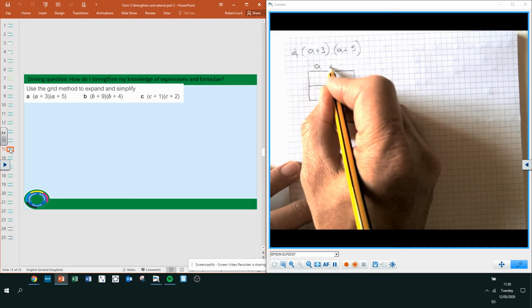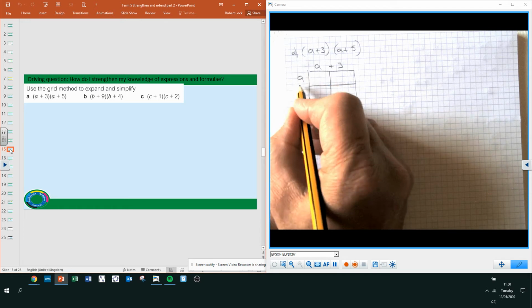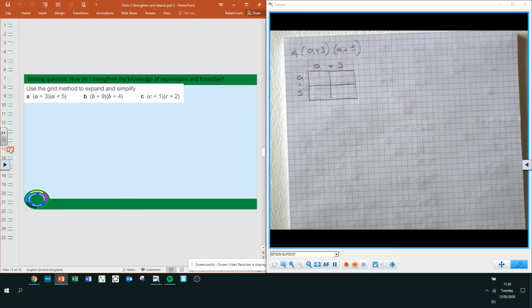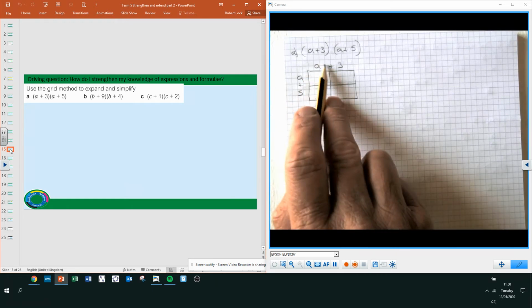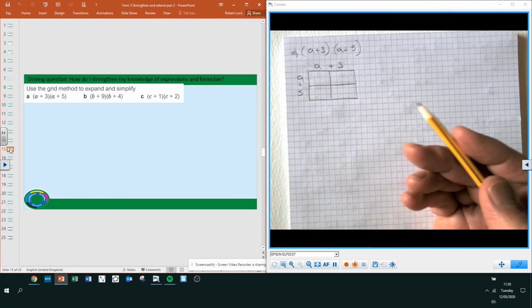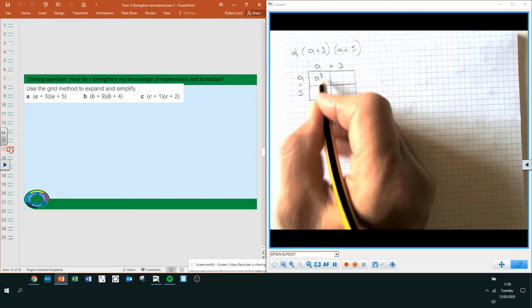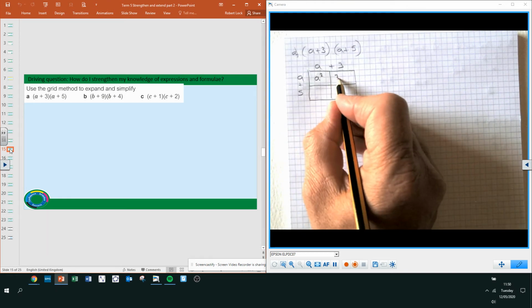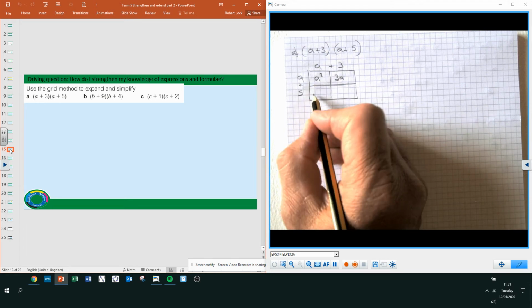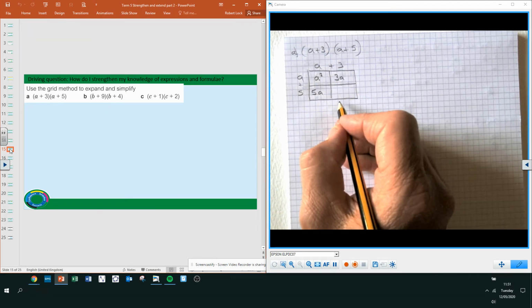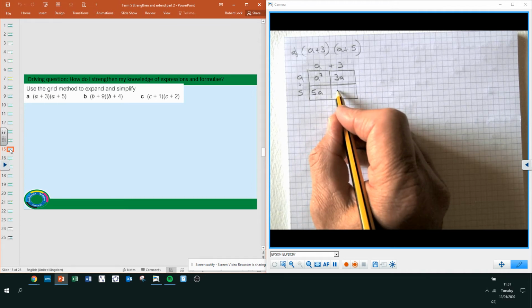A plus 3, a plus 5. It doesn't matter which way you put the letters. A plus 5 at the top and a plus 3 down the side, still going to work out the same. A times a is a squared. A times 3 is 3a. A times 5 is 5a. And 5 times 3 is 15.